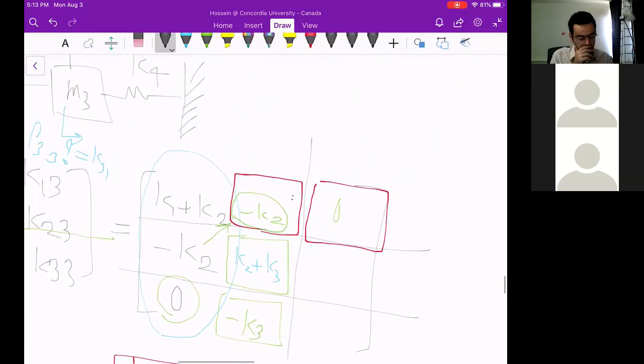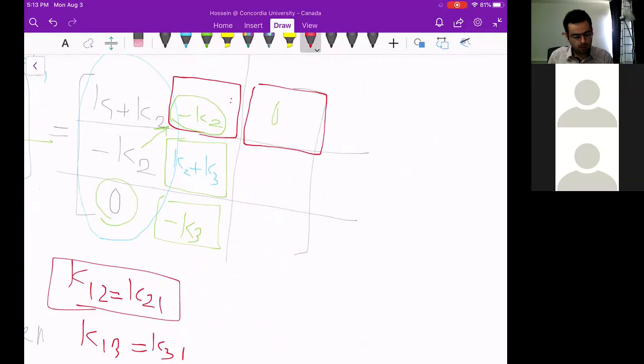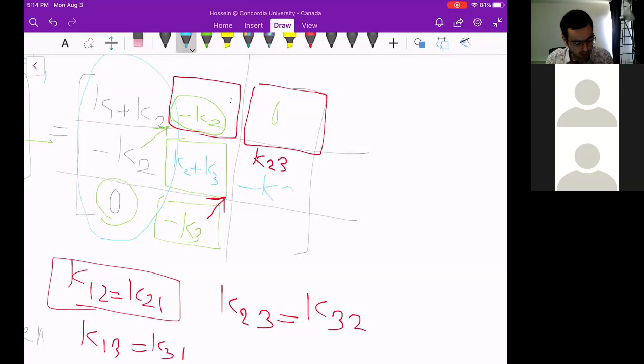So as soon as you fill out the second column, you could easily obtain K23. K23 is equal to K32. It is not necessary to obtain K23 by the same approach. You can take advantage of the reciprocity theorem. So K23 is K32, just simply plug in minus K3, that's it. The only array you need to obtain is the last array, K33.